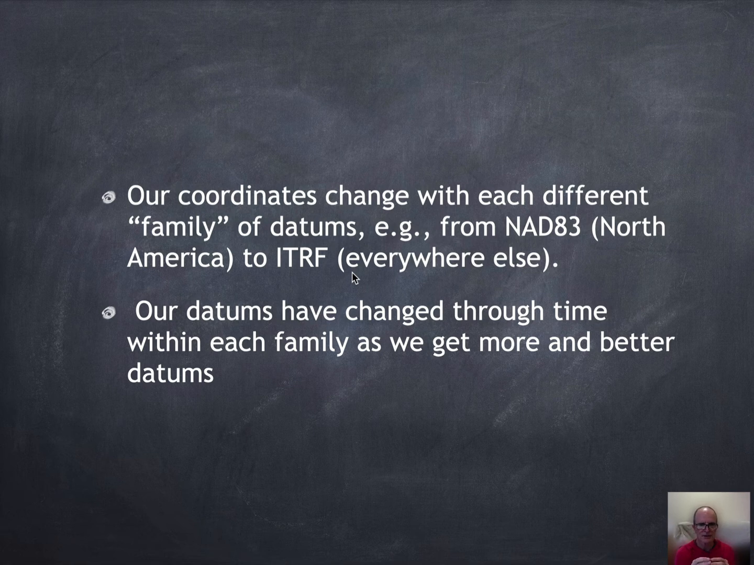And once our measurements get good enough, then they don't change. Our datums change through time because in each family we've gotten more and better measurements, and so more and better datums. But the differences between families are going to remain until they somehow get aligned. So you have those two things to worry about: old to new changes within a family, and then the difference between families of datums.